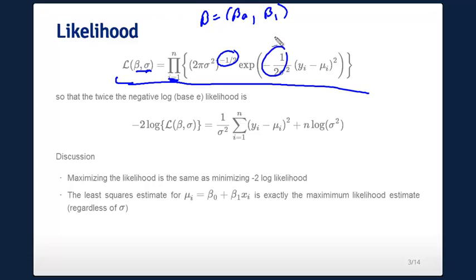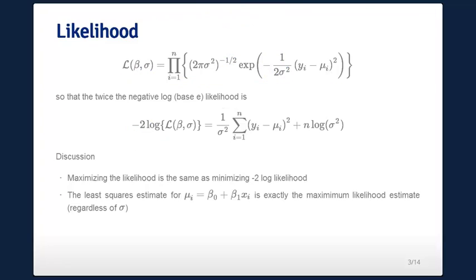Because of that guy and that guy, it's always good to take minus twice the log likelihood. So maximizing the likelihood is going to be equivalent to minimizing minus twice the log likelihood. Okay, and if we look at minus twice the log likelihood, it turns out to be that guy right there. And again, remember mu i satisfies this. So if we want to minimize this equation with respect to beta naught and beta 1, where beta naught and beta 1 are embedded in this mu i right there.